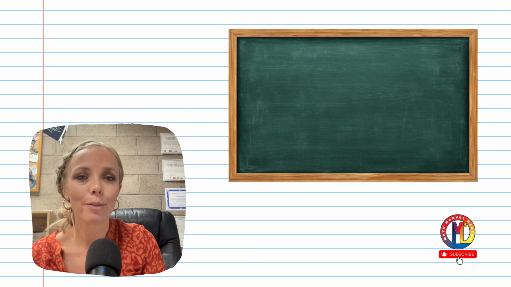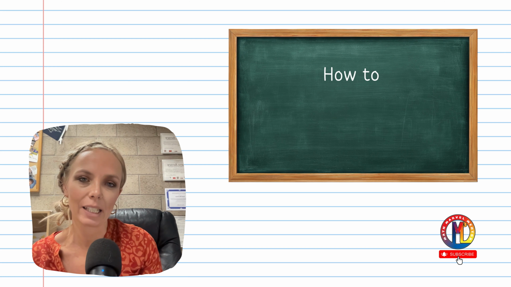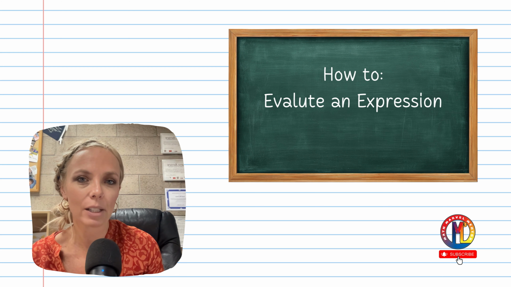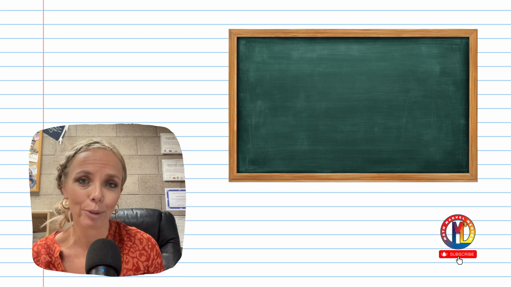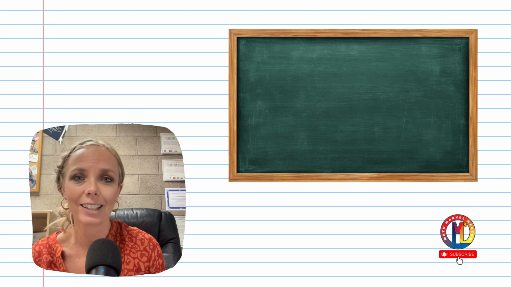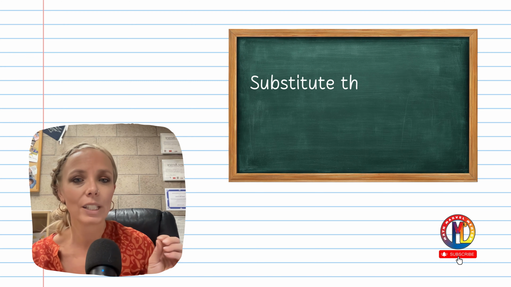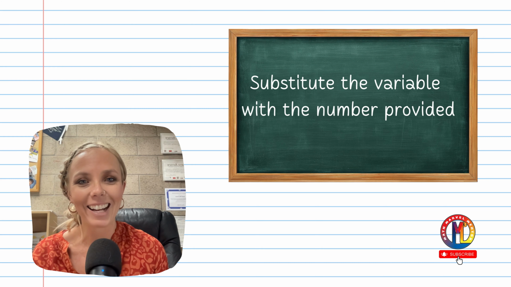Okay, we're going to go over a few quick examples and do a little mini lesson on how to evaluate an expression. Our last lesson was on the introduction to algebraic expressions in 6th grade. So if you have not listened to that, it's really going to help you with everything we do today. So check out the link in the description. There's two things we're going to do to start off. We're going to substitute the variable with the number that's provided. So let's look here at example 1.